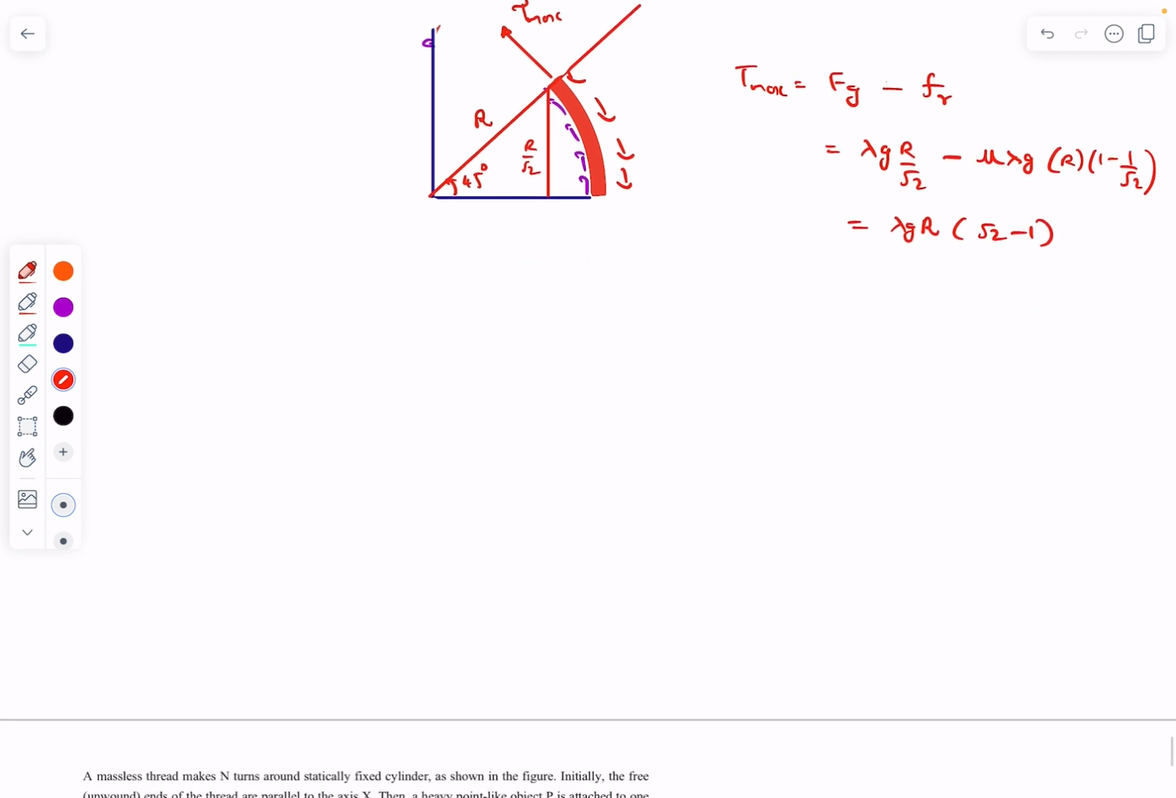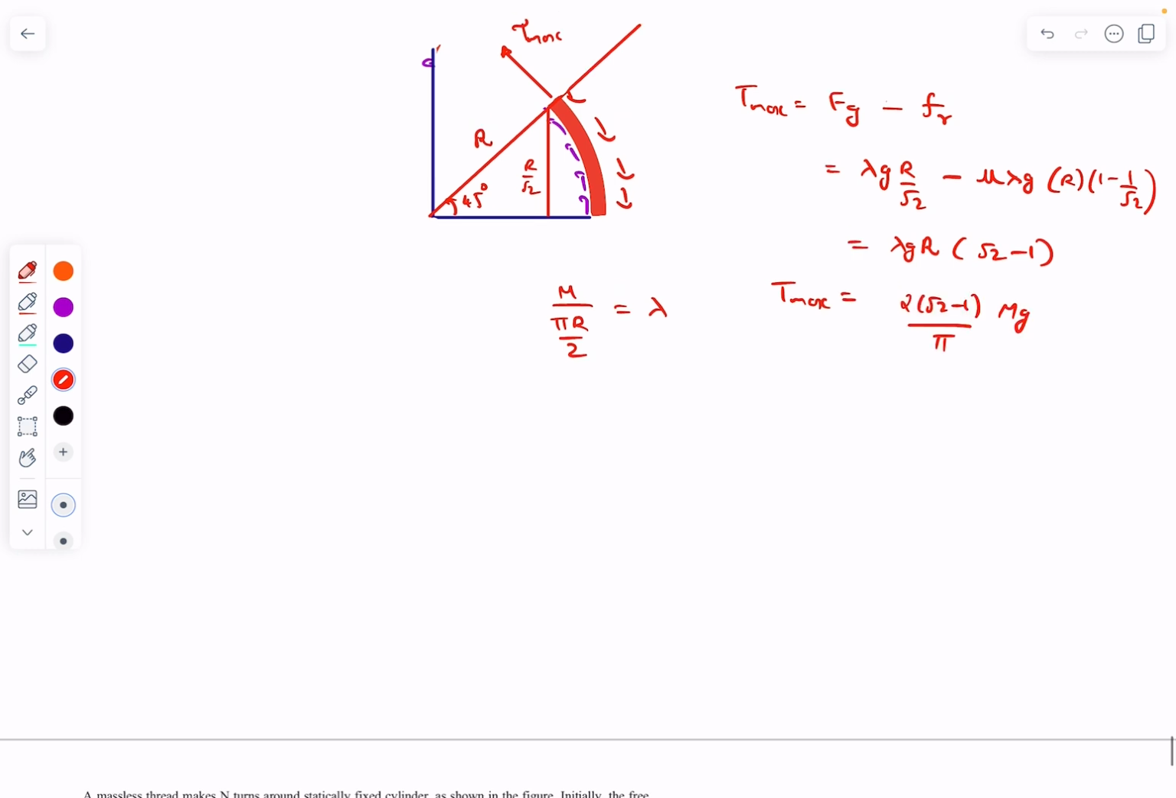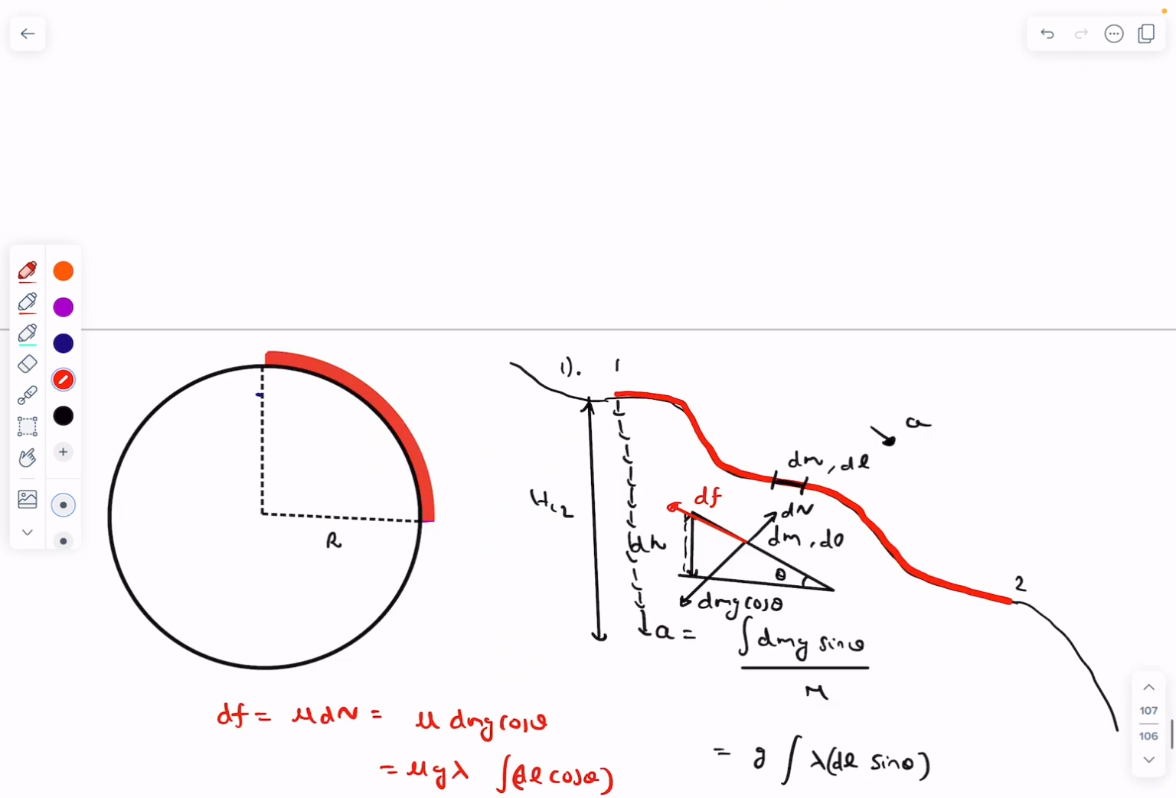Okay, so now we can express lambda in terms of the mass of the rope. The mass divided by the length of the rope, which was pi R by 2, is lambda. So the maximum tension just comes out to be this particular value. Okay, so we figured out T max as well. So that was for this question.